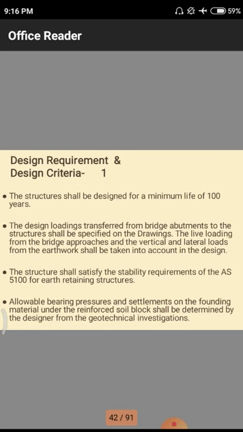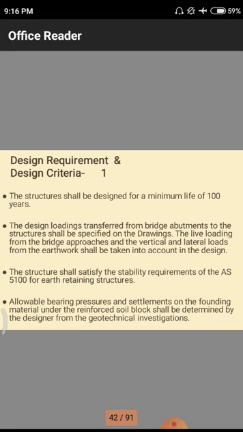Next, the third point is the structure shall satisfy the stability requirements as per the norms of AS 5100, that means Australian Standards, for earth retaining structures. Normally, in our Indian practice, we refer to code provisions according to IS provisions. But in the case of these reinforced structures, we simply refer to AS 5100. That is the standard code book we refer to for the design of reinforced structures. We need to remember those.